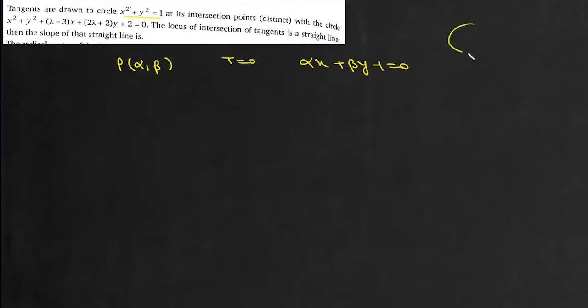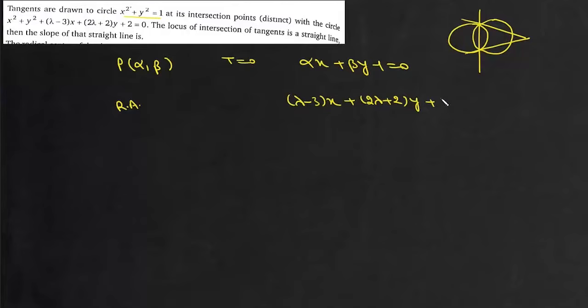Now this chord of contact is actually common chord between the two circles. So we can write this equation using radical axis. So for the two circles, we'll write radical axis. So we subtract second from first, we'll get this equation as lambda minus 3x plus 2 lambda plus 2y, and then this is plus 2 plus 1. So plus 3 equals 0.